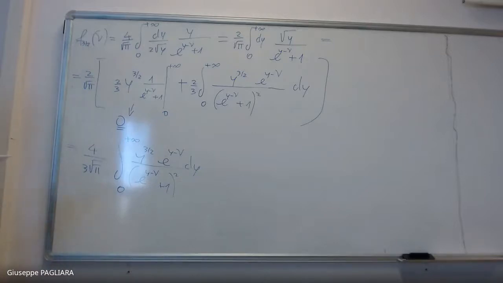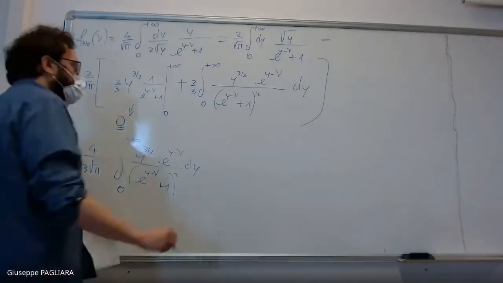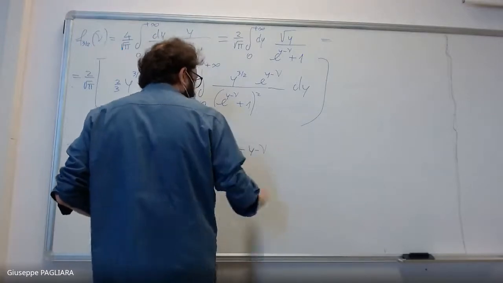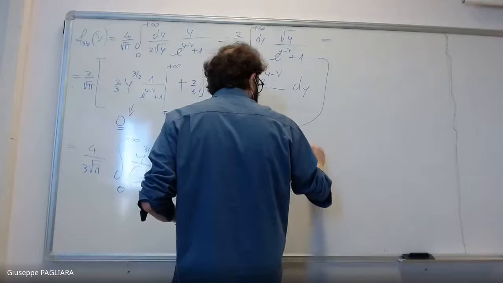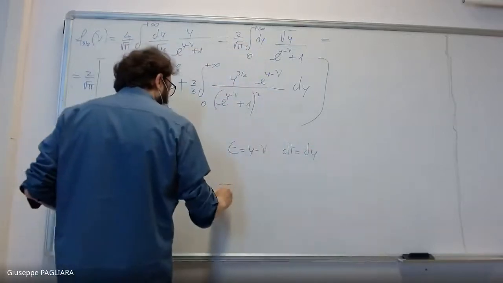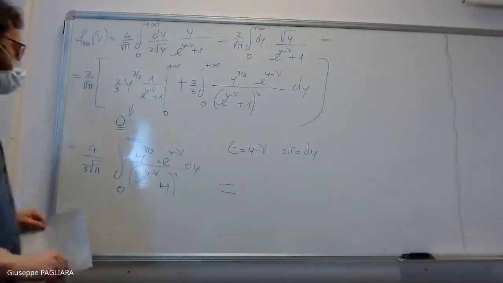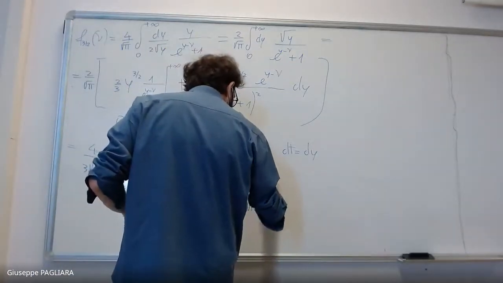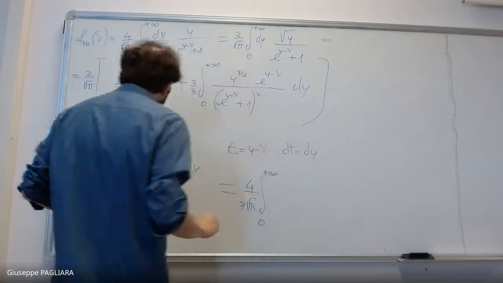Now let's introduce another quantity. It's a little bit technical, this calculation, but once in a lifetime one has to do it, because it provides the first correction at t equals 0 for t small. So let's introduce the quantity t, which is equal to y minus mu, dt is equal to dy. Therefore, the integral becomes 4 divided by 3 square root of pi, integral from 0 to plus infinity.